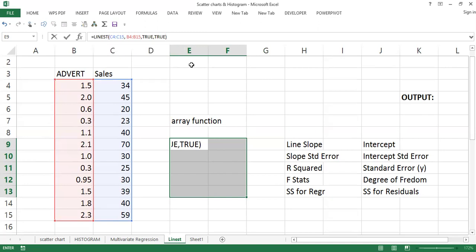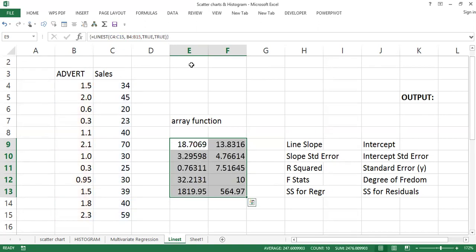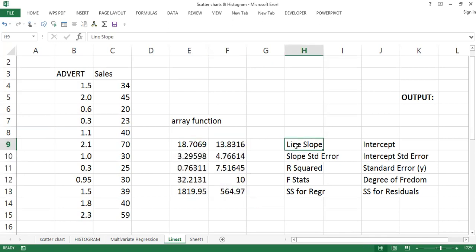Then, this is an array function, right? So you have to hold down Control Shift and press Enter. Usually when you are using functions that display multiple results, that's how to do it. So it gives you some details, but it doesn't say what these things mean. That's why I have written it out here for you to see.